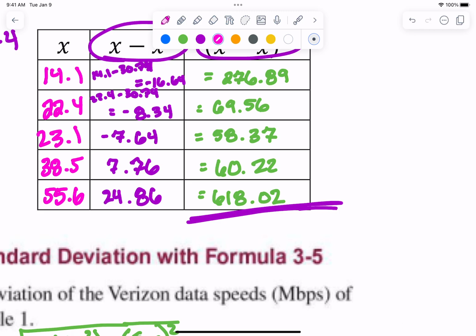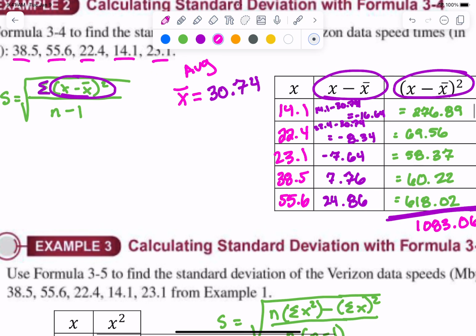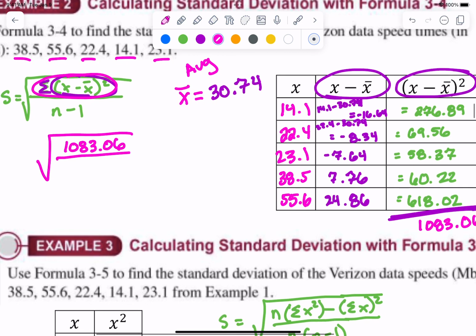Shout it out when you get it. You're just adding them, not dividing by anything, just adding them. Daniel got it? 1083.06. Yeah, that's right. Okay, so that is the sum. That number goes here. The square root of 1083.06. Ugh, how awful.